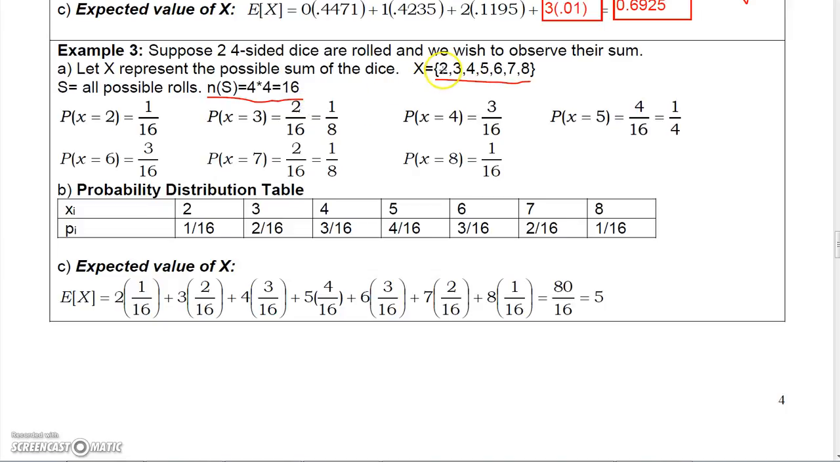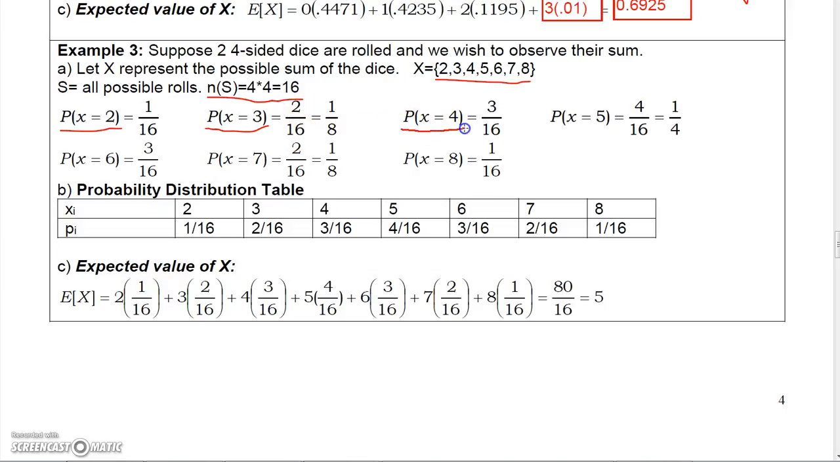So let's talk about how we could get a sum of 2. There's only one way we can get a sum of 2, and that's to roll a 1, 1. So the probability of a sum of 2 would be 1 out of 16. You might want to write all the possible rolls out to see this. To get a sum of 3, there's two ways, a 1, 2 or a 2, 1. So the probability of rolling a sum of 3 would be 2 out of 16, or 1/8.